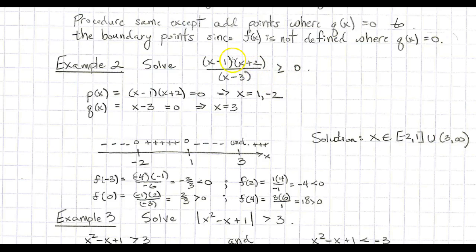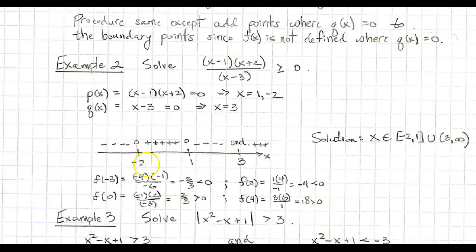So I have to look at both the numerator and denominator, see where they're equal to 0 first, and those will be boundary points. So p of x is x minus 1 times x plus 2, set that equal to 0. That's my numerator. So that means that x equals 1 and x equals minus 2 would be boundary points. The denominator, q of x, is x minus 3, set that equal to 0. That means x equals 3. So x equals 3 is a boundary point.